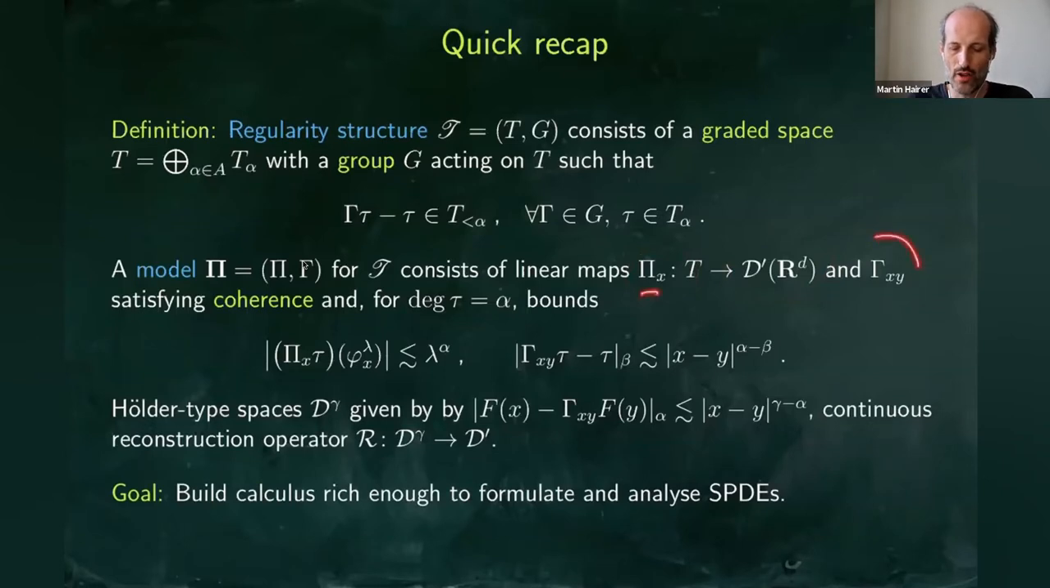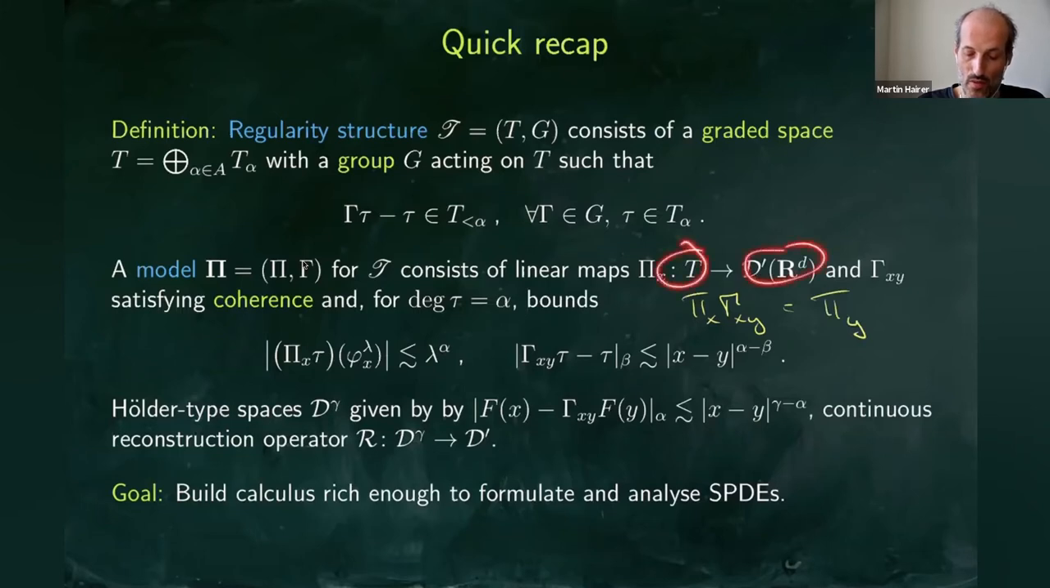And then you want a collection of these Gamma_xy that are elements of G, and they should have this coherence property. And remember, this coherence property was that Pi_x composed with Gamma_xy is equal to Pi_y, right? So this makes sense because Pi is a linear map from T to distributions. Gamma_xy is an element of G, but we identify elements of G with linear maps from T to T, right? So here you go from T to T and then from T to distributions. That's the same as just going from T to a distribution.